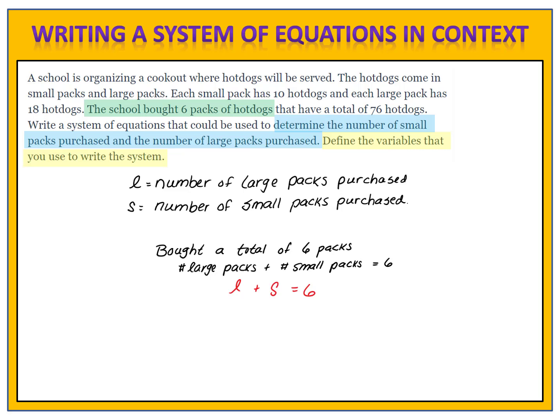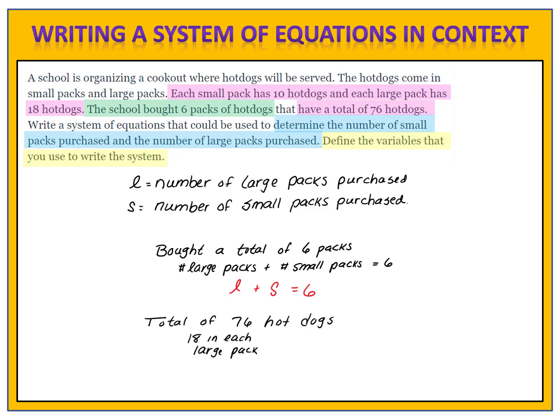Now we have to write our second equation. We see in the problem that we have a total of 76 hot dogs. That's what we will use to write our next equation. Now, how do we put these pieces together? Well, each small pack has 10 hot dogs, and each large pack has 18 hot dogs.